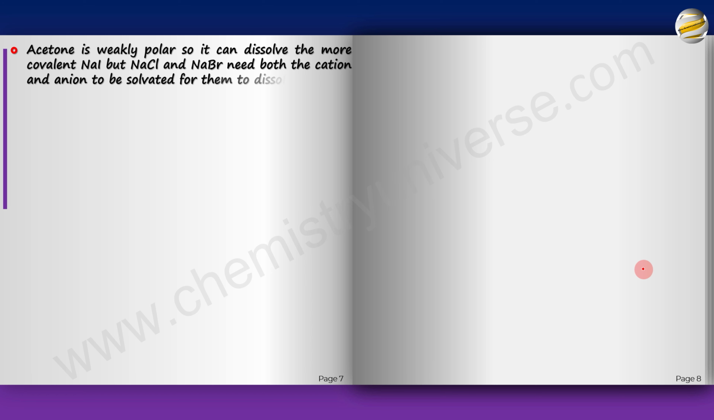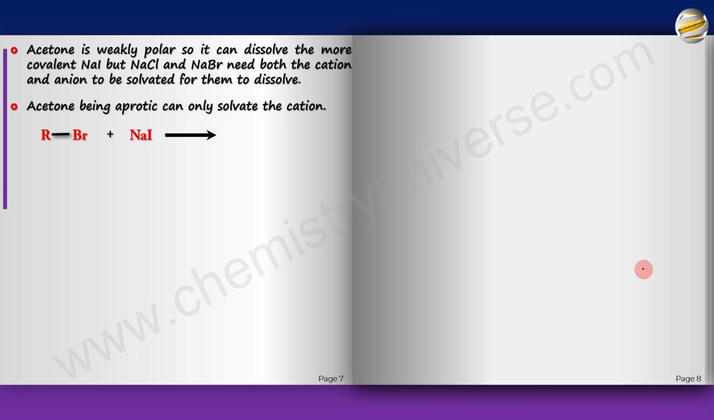Acetone is weakly polar, so it can dissolve more covalent NaI, but NaCl and NaBr need both cation and anion to be solvated for them to dissolve, and that is not going to happen in an aprotic solvent. Acetone being aprotic can only solvate the cation. So if you do the RBr with NaI in acetone, it will go unidirectional and form RI and NaBr. Same is true for RCl.